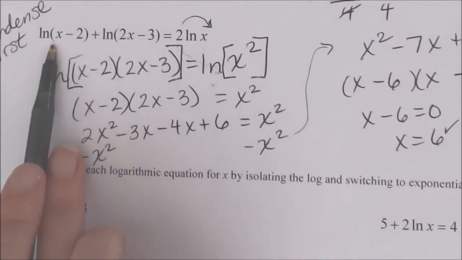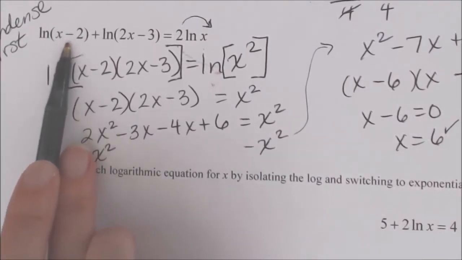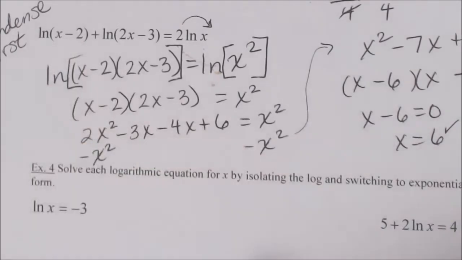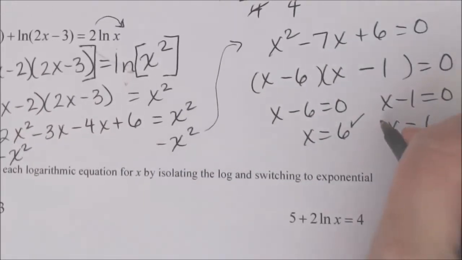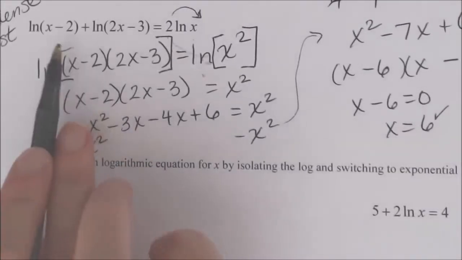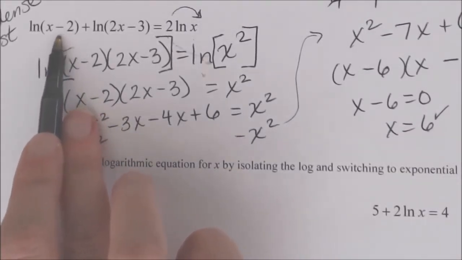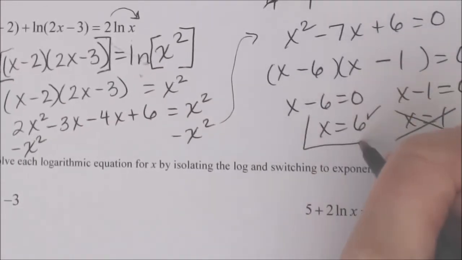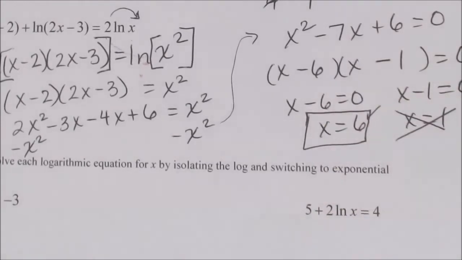How about 1? If we plug in 1 to this first little expression, what happens? We get 1 minus 2. Is that a positive number? No, it is not. So the 1, we're going to throw that out. It's not actually a solution because when we plug in 1, it gives us a negative inside the argument of the logarithm, and we can't have that. So our only solution is x = 6.